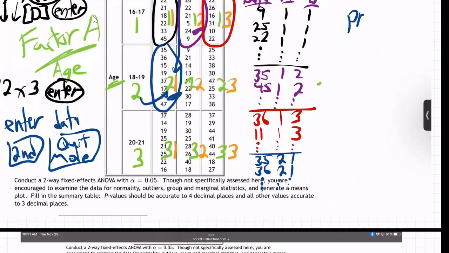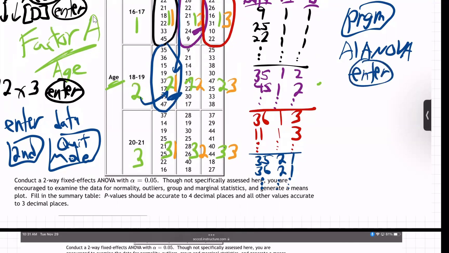We're going to hit PRGM program. You're going to choose the A1 ANOVA. This program you have to get from me using my wire. It's not naturally on the TI calculator. It's a special program I have to give to you. A1 ANOVA, hit enter, get that program started. And when you do, you're going to have to choose the random block design, hit enter.